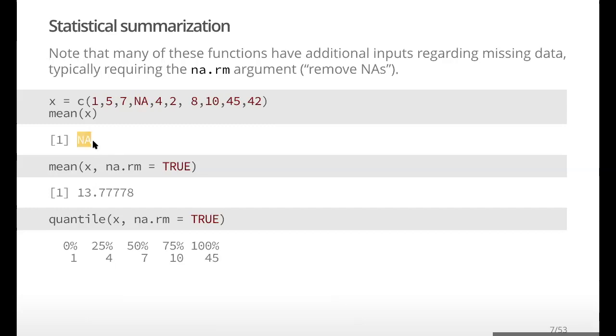Returning NA is also a stopgap measure that alerts you that your data has missing values, because missing values can be a huge issue in analysis if not accounted for correctly. So if we say mean of x with na.rm equals TRUE, passing in a logical, we say yes, remove the missing values, and it gives you 13.7778. It doesn't set the NA to 0. It does the denominator correctly.